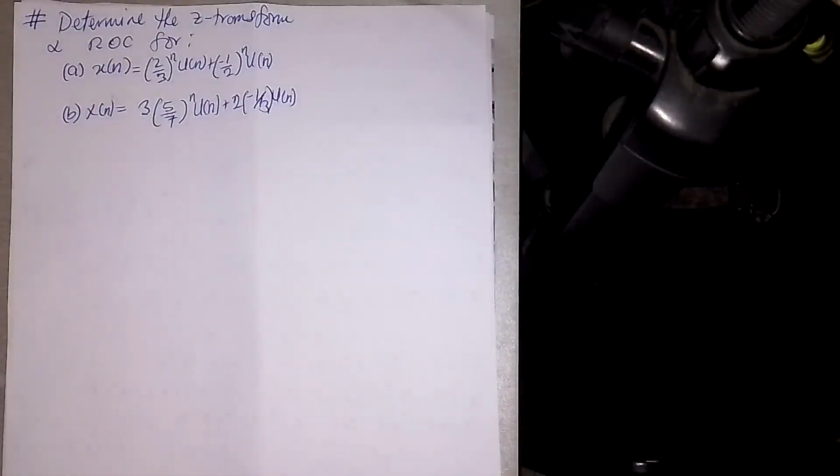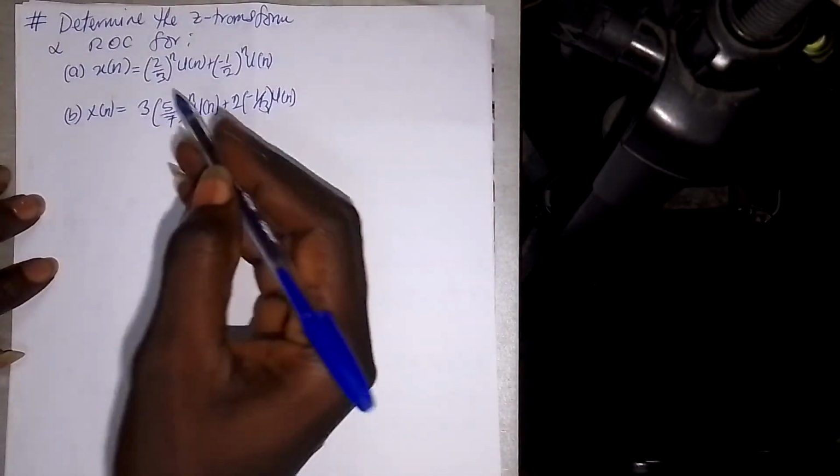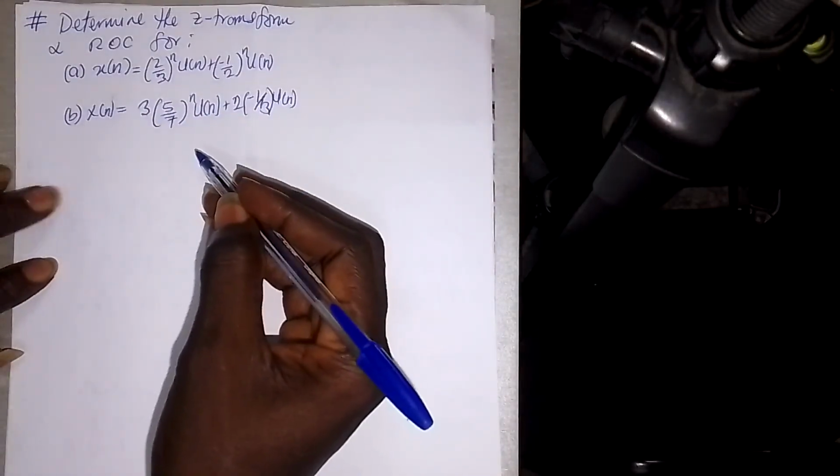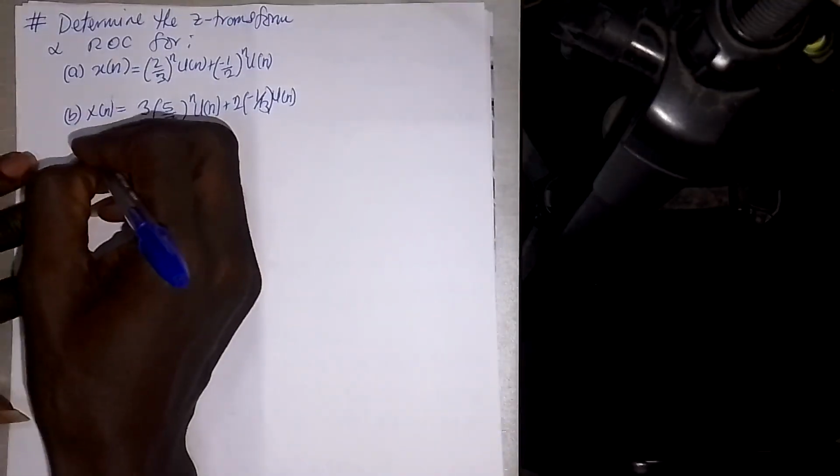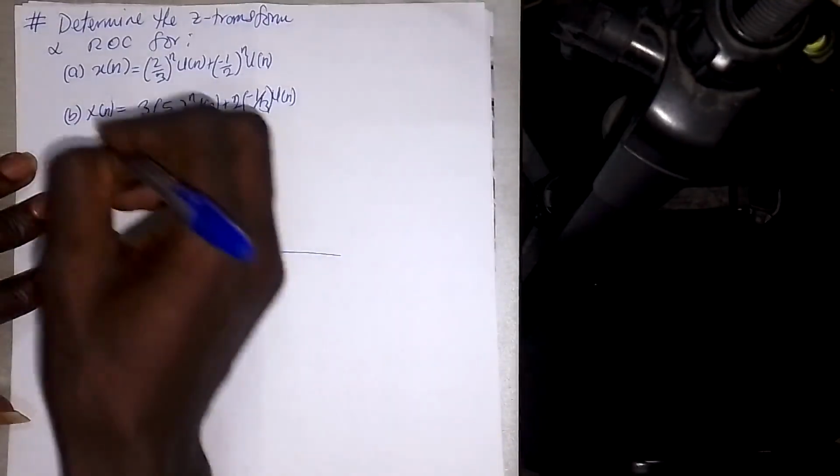So let's see about these two questions. Let's find their Z transforms and then their ROC. Let's start with the first one, which is A. To be able to solve these questions, we have to remind ourselves of our previous class where we found the Z transforms for the following.